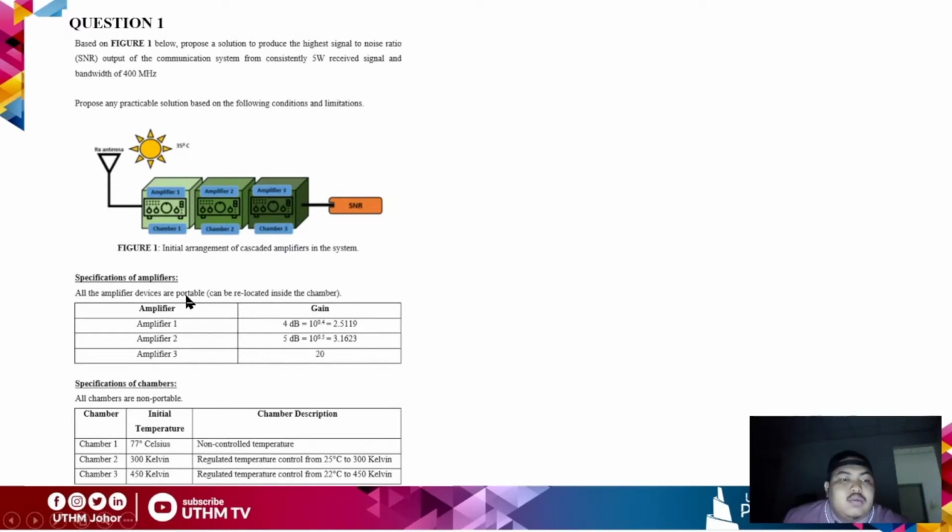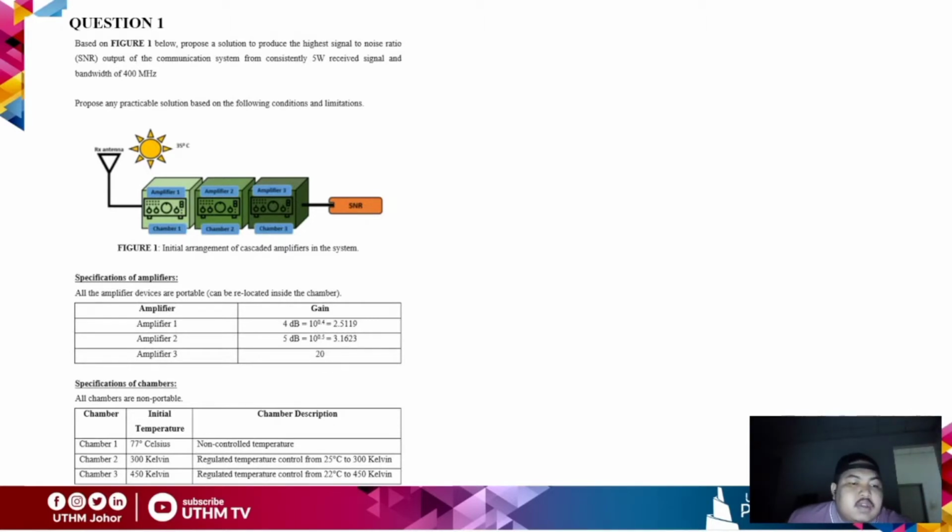Okay, there are 2 conditions and limitations, which is for amplifiers and for chambers. For amplifiers, all the amplifier devices are portable. Amplifier 1, the gain is 4 dB or 2.519 unitless. For amplifier 2, the gain is 5 dB, equal to 3.1623 unitless. And amplifier 3 is 20 unitless.